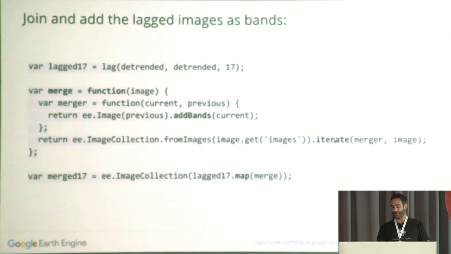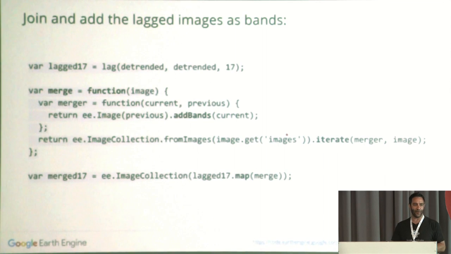So iterate takes two arguments, a function and the starting value. And here's our function. The function is merger, and it's just going to add the bands of the current to the bands of the previous. So when we start this, we're giving it the image as the starting point, and it's going to add the bands of every image that are in the images list.